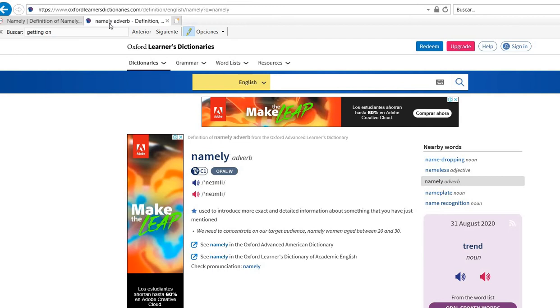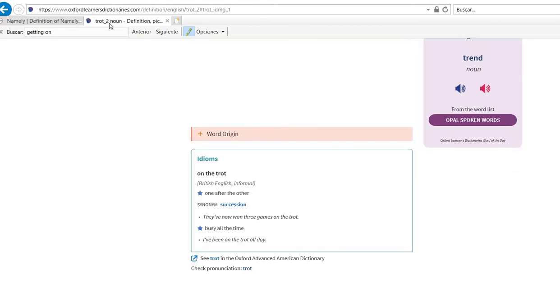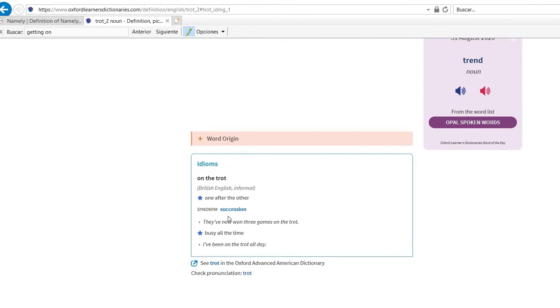Then you will find here the expression on the trot. I think you can already assume or imagine this is very British, right? On the trot, which means, well, maybe one thing after the other, but here it's used in succession, right? Or maybe very busy. Okay. I think I have no more comments. Of course, you will tell me in class. Yes, there's something about alternative, right?